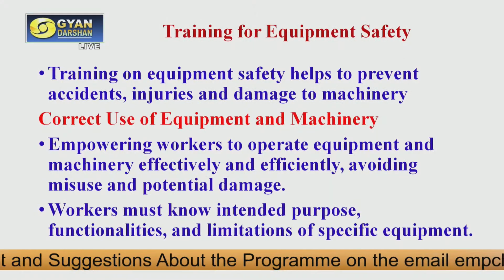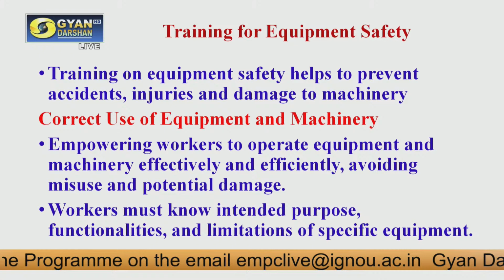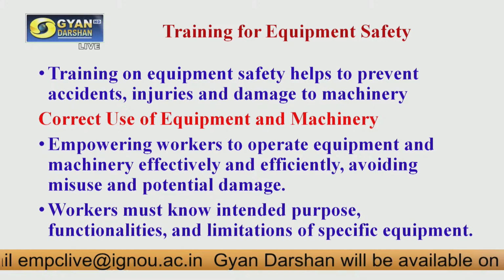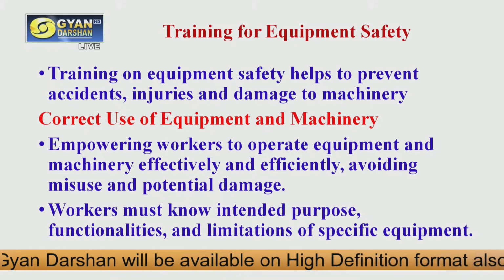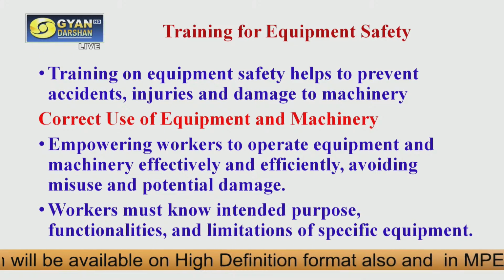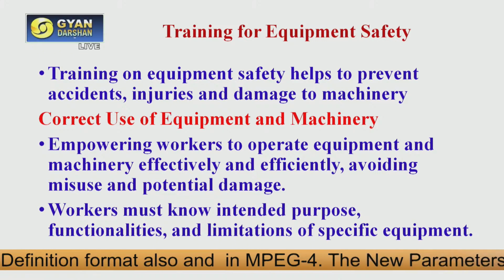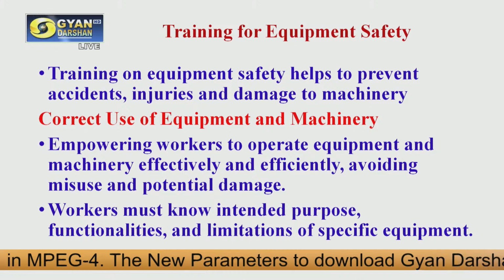So first is the correct use of equipment and machinery. How can we do that? We should empower the workers to operate equipment and machinery effectively and efficiently, avoiding any misuse and potential damage. Then workers must know the intended purpose.